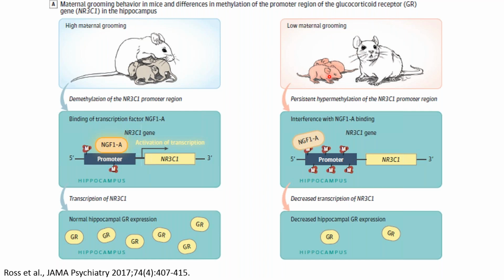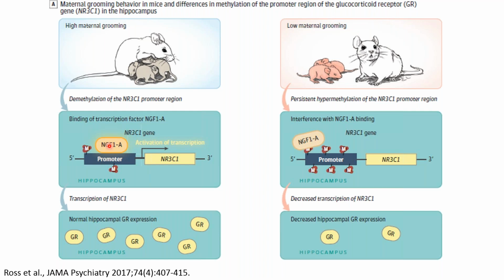In the high maternal grooming line, because of that grooming, you are actually able to remove methylated groups on the promoter region of the gene. Well, what are methylated groups? They're just a methyl group, CH3 regions that are evidence of damage to cells or neurochemical or molecular processes. And when a methyl group gets into a genetic region, sometimes you don't read the genes the same way you otherwise would have when you go to transcribe them. So here's the promoter region, and here's the transcription factor for the glucocorticoid receptor.